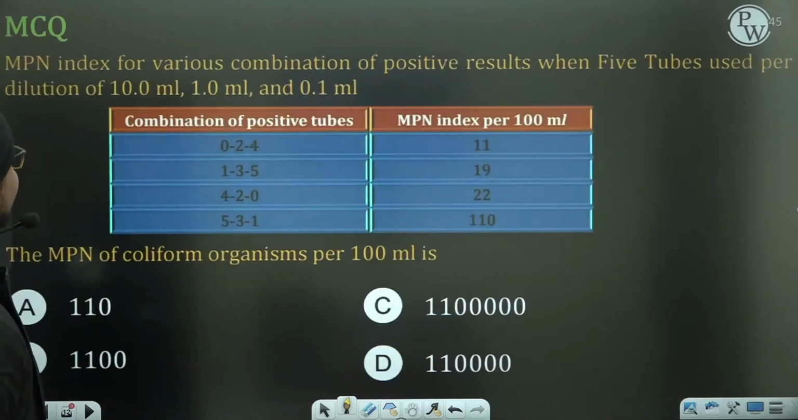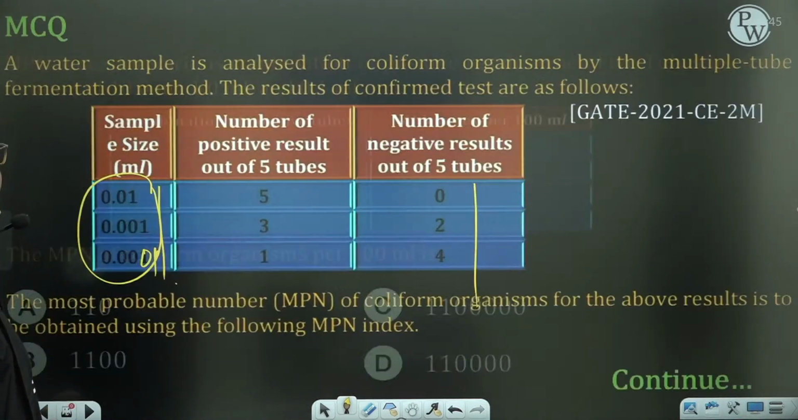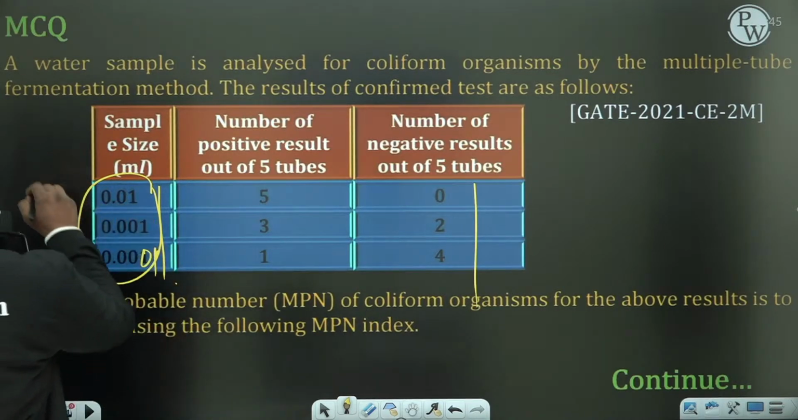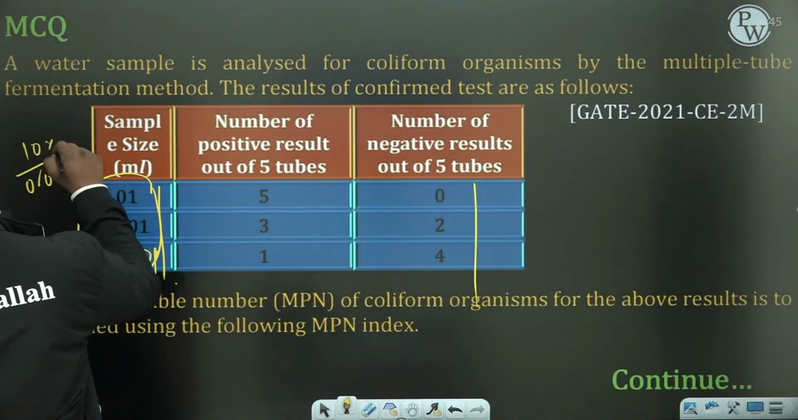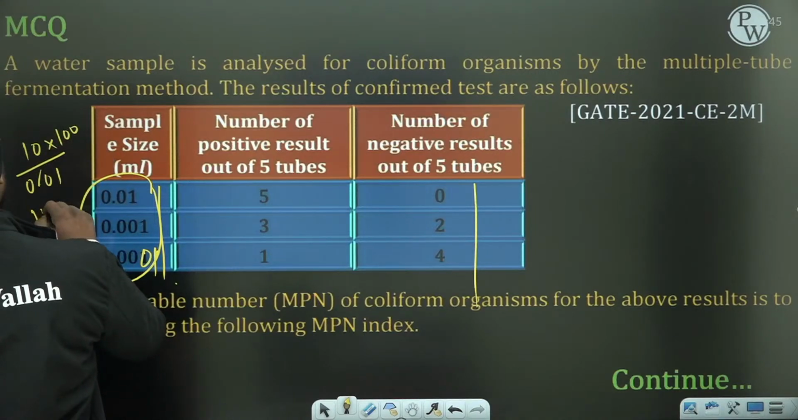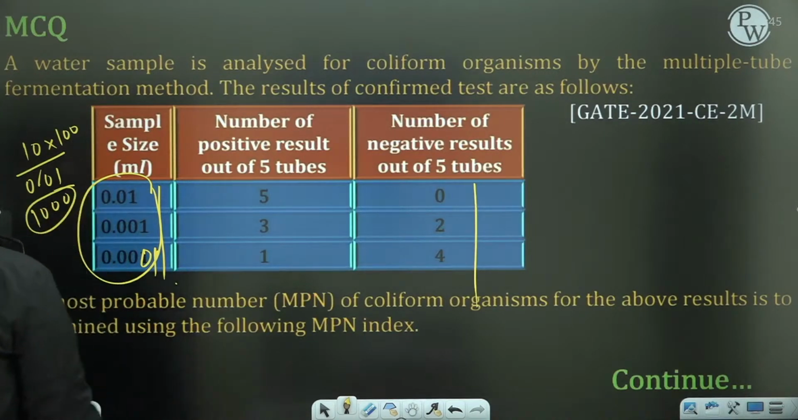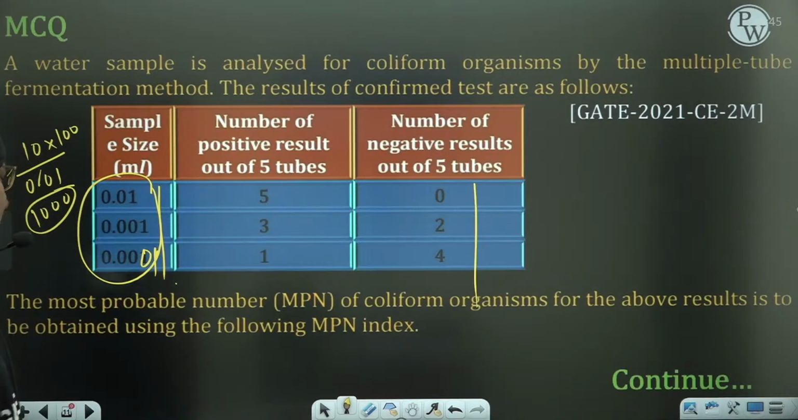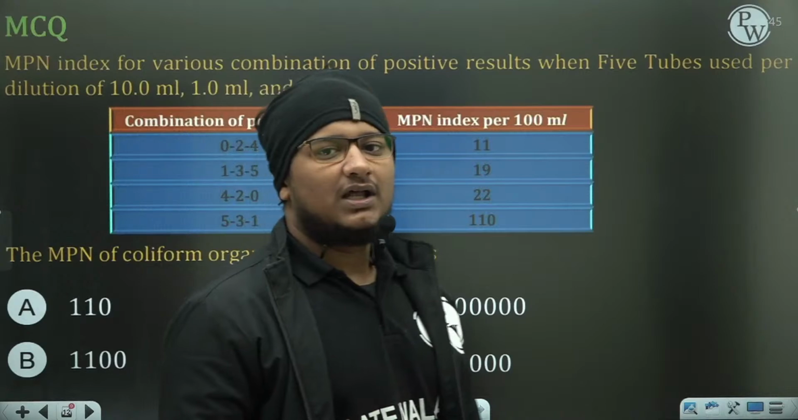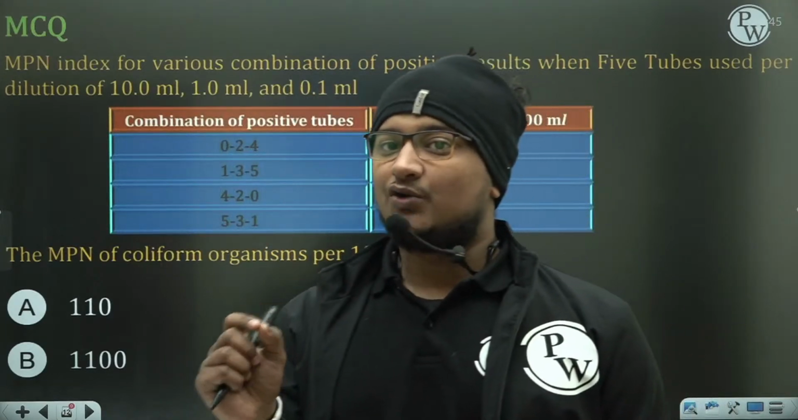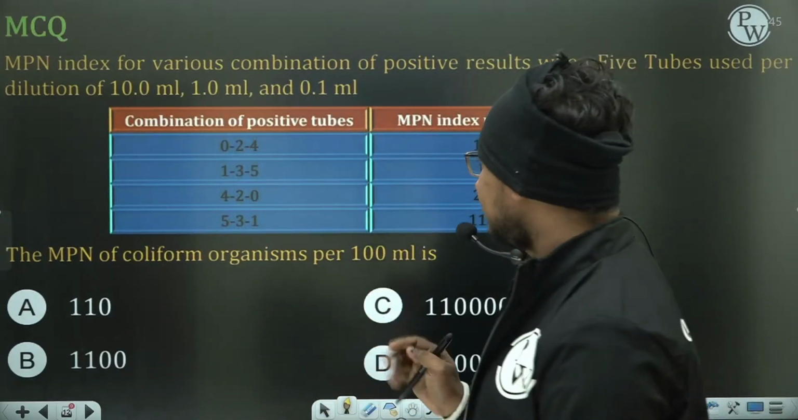From test sample to standard sample, if you go, what you need to do is multiply these values, like 10 divided by 0.01, 100. So it will be 1000 value. So that means from test sample to standard sample, you need to multiply 1000 with the value whatever you are getting in the standard sample.